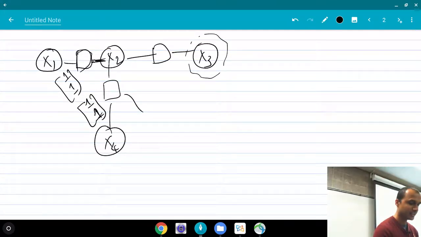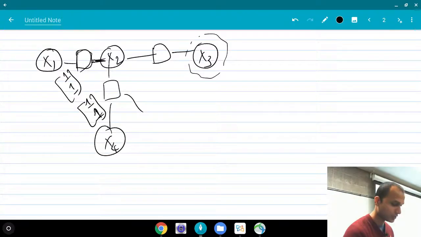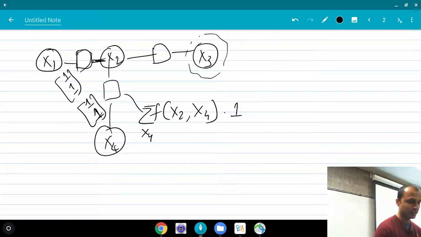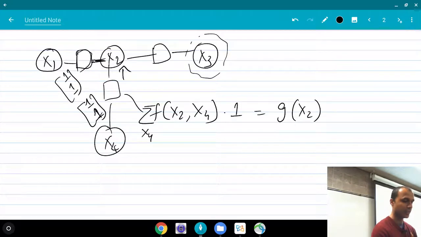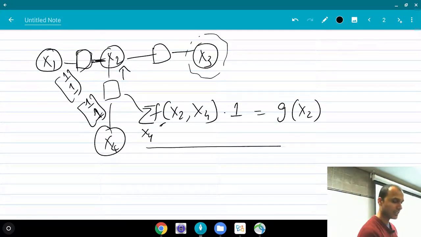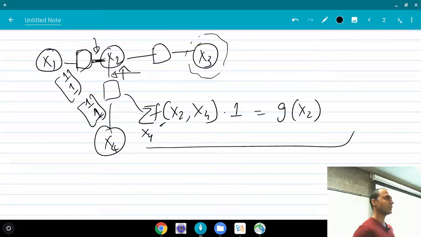So the message here is just going to be, I don't know what that was, there was no name. So let's say this was a function of x2 and x4, times 1. That was a sum, and then sum over the x4 value. So this is now a function of, let's call it g of x2. So this is a message being passed to x2, and it depends on that factor function here, right? So this same thing is happening here and here. Those are the two messages passing to x2.